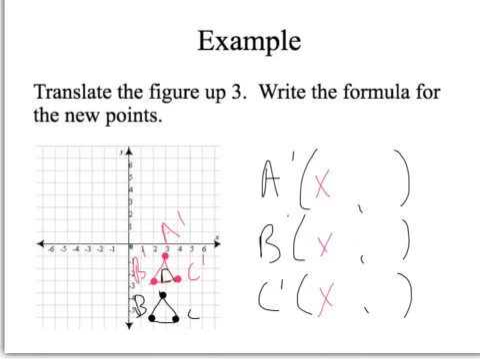But to go from my old point to my new point, like to go from A to A prime, I'll have to take my y and add 3 to it to get to my A prime point. So therefore, my y would be y plus 3 on each one of them. So if you have a vertical change, you're going to add to your y column. If it goes up, you add. If it goes down, you'll subtract.